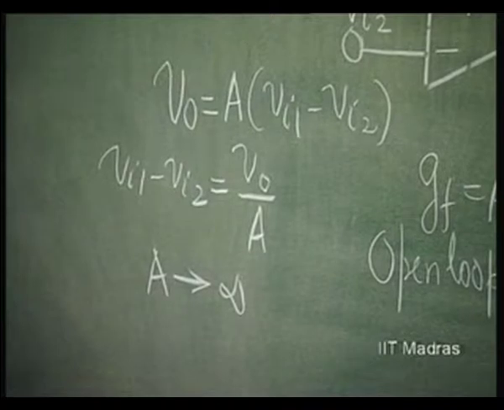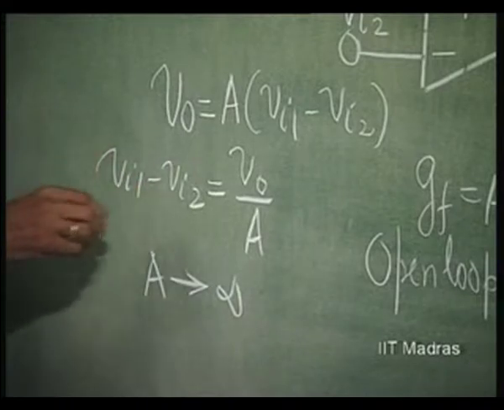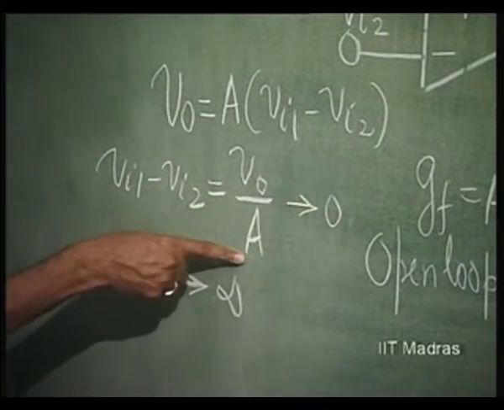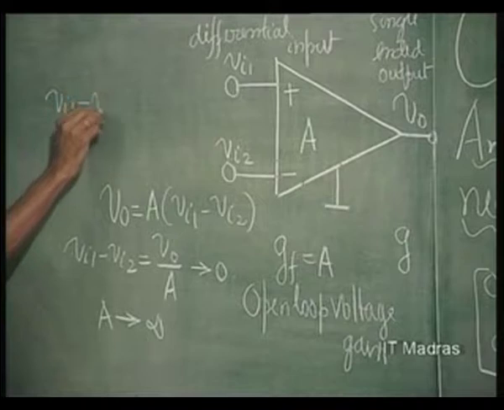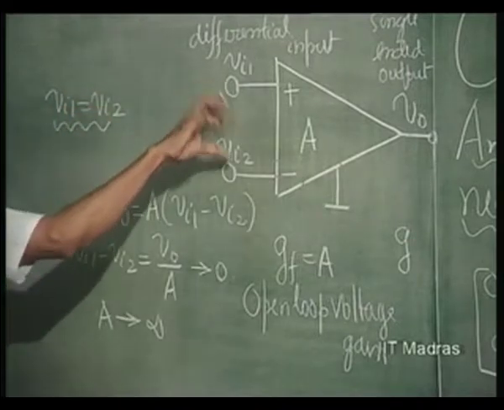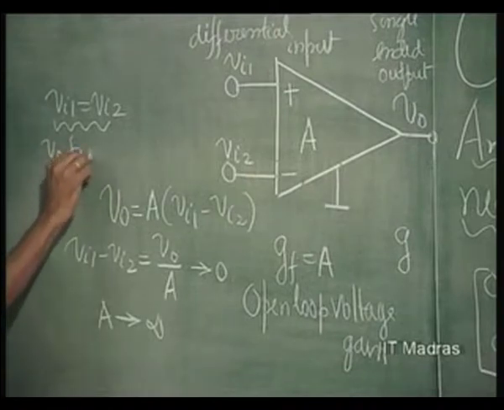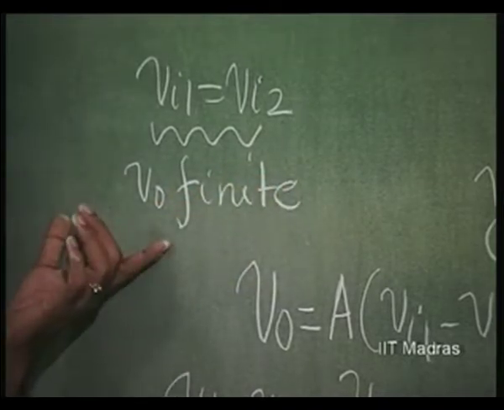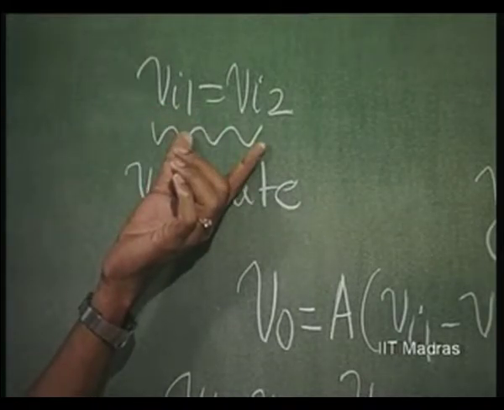which means in an op amp we can pronounce a statement which is always valid. If A tends towards infinity, Vi1 minus Vi2 tends towards 0, because A is coming in the denominator. Vi1 minus Vi2 becomes 0, or Vi1 becomes equal to Vi2. This error that sustains finite output is 0. That means in this case V0 should be finite. This is important. As long as V0 is finite, Vi1 is very nearly equal to Vi2 in all operational amplifier circuits.